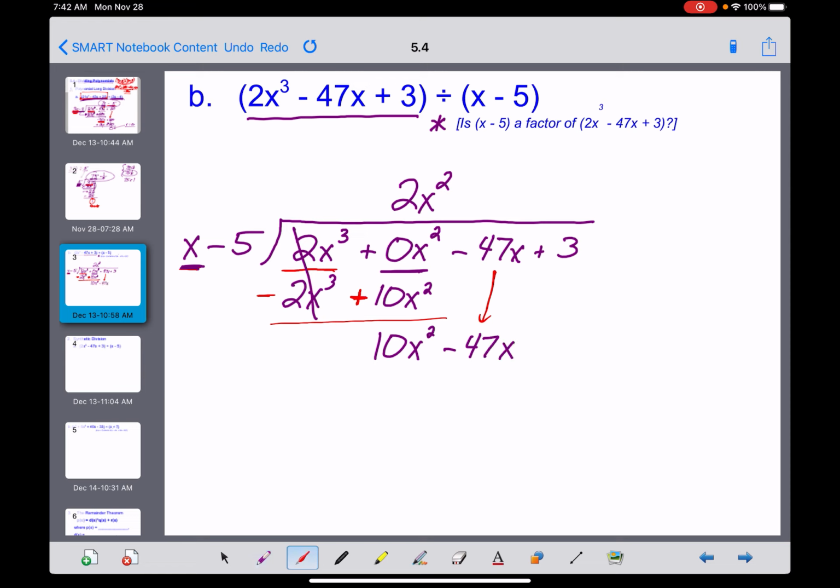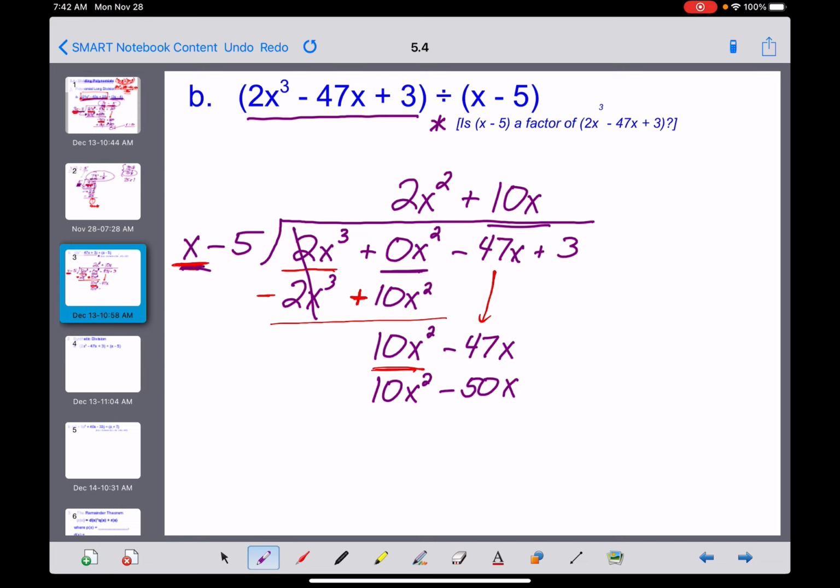And now we start all over again, asking ourselves, what do we need to multiply by x to make it become 10x squared? And the answer to that is 10x. And since it's positive, we'll put a plus here, and a 10x goes above the negative 47x. And let's multiply down now. 10x times x is going to be 10x squared. And 10x times a minus 5 is minus 50x.